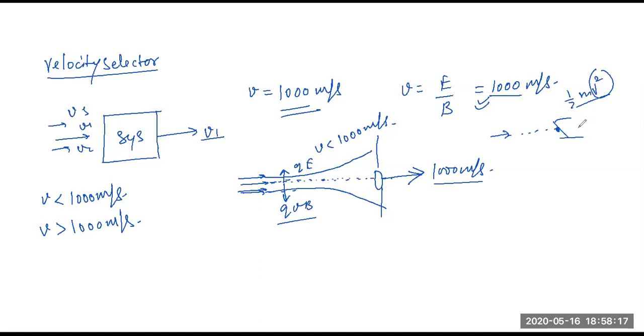It happens in these things. Deflection plates and all were there in the cathode ray, right? So the application was similar to this only. Basically, you want to control the velocity of the particle. You want to select a particular velocity and reject all others, right? Got it or not?